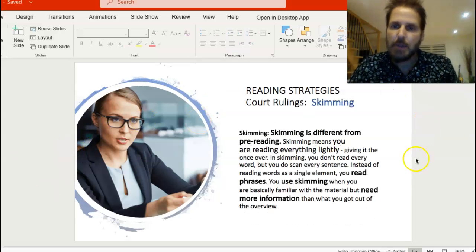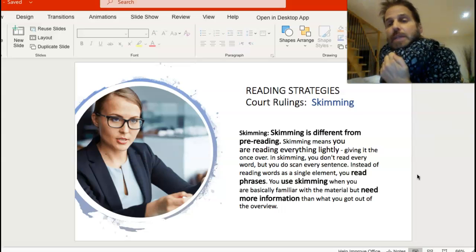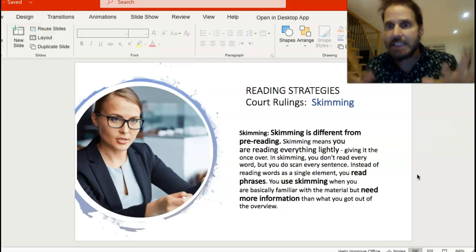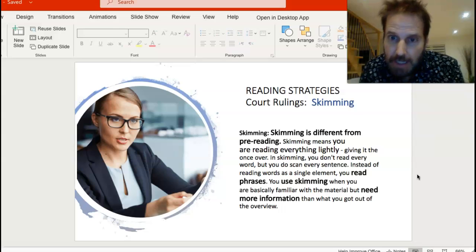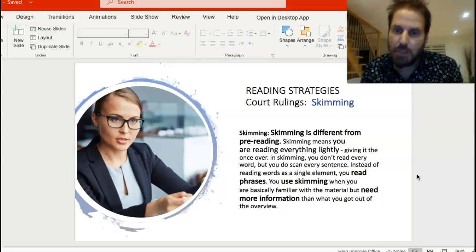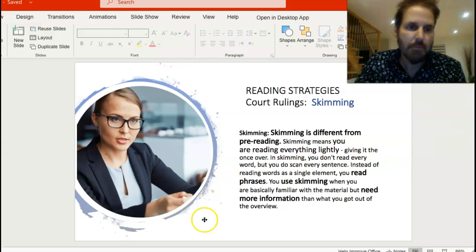Okay? If we go to the next step, it's skimming. Skimming is different from pre-reading because with skimming, you're reading lightly over all the text. Okay? You're reading phrases. You're basically using skimming when you need more information.